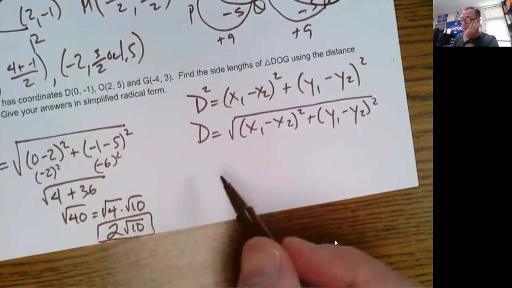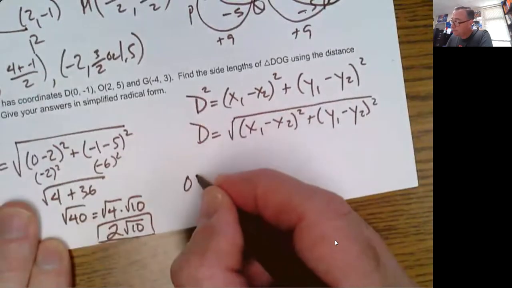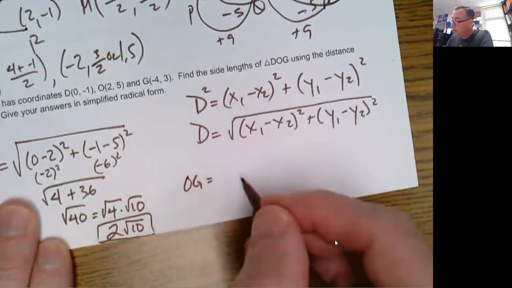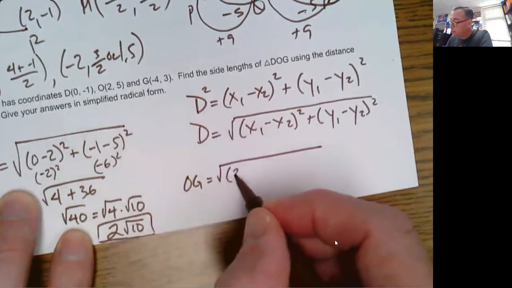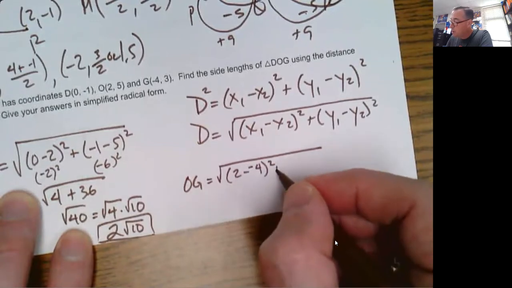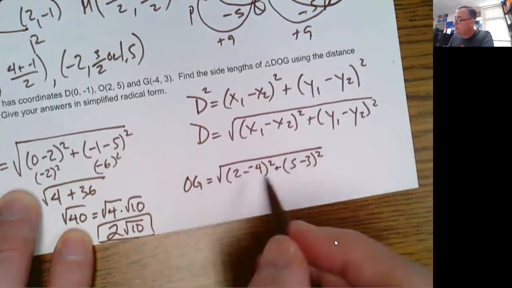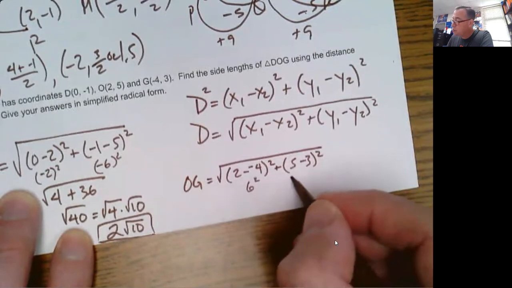Let me do OG, and then you can do the DG yourself later. OG, by the way, this formula, you're going to want that written down for sure. OG is going to give you same idea, big square root, subtract the x's. So 2 minus -4 squared, and then subtract the y's. 5 minus 3 squared. 2 minus -4 is going to be a +6 squared. 5 minus 3 is going to be a 2 squared.